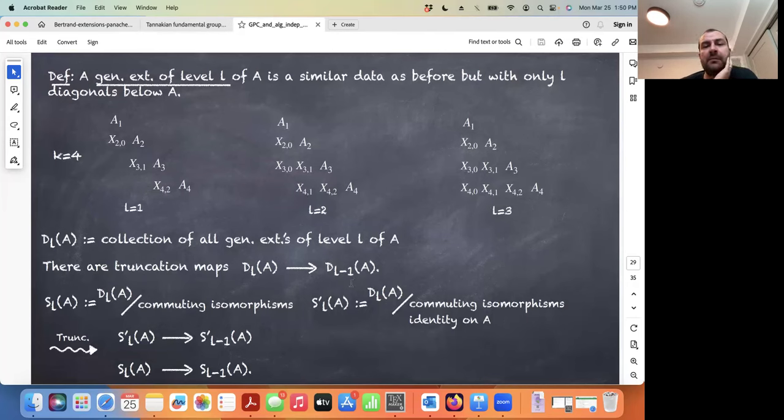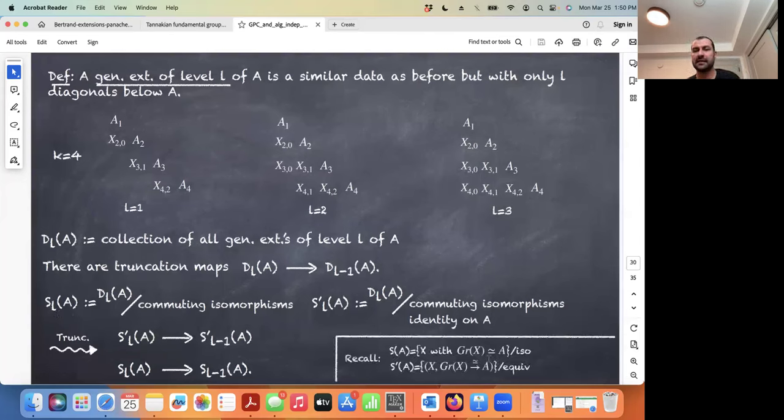You have these truncation maps, and there are 2 natural equivalence relations on these DLs. One of them is that you mod out, so this is SL. And remember, in the end you're interested in S of A and S prime of A. What are those? S of A is X with associated graded isomorphic to A, up to isomorphism, and S prime is about the equivalence classes of pairs like that. My notation matches that convention here. The 2 corresponding equivalence relations are the following.